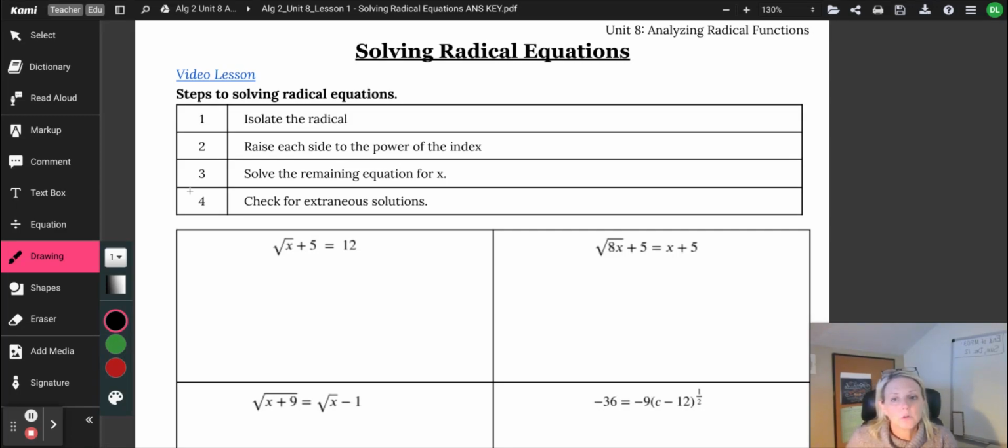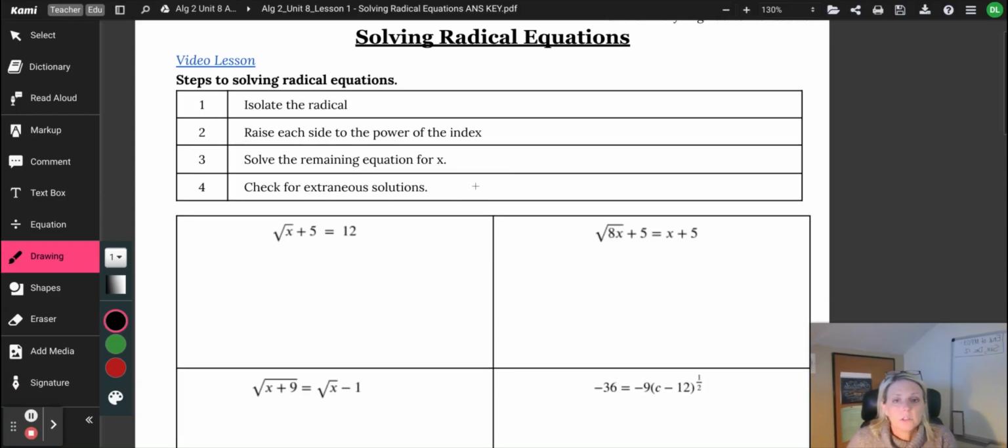The steps that we're going to follow: our first thing we have to do is isolate the radicals. So we're going to use our inverse operations to move everything except our root over to the opposite side of the equation. Then we will raise both sides of the equation to the power of the index. So if it's a square root, we're going to raise it to the second power. If it's a cube root, we'll raise it to the third, and so on. And then we're going to solve the remaining equations for x.